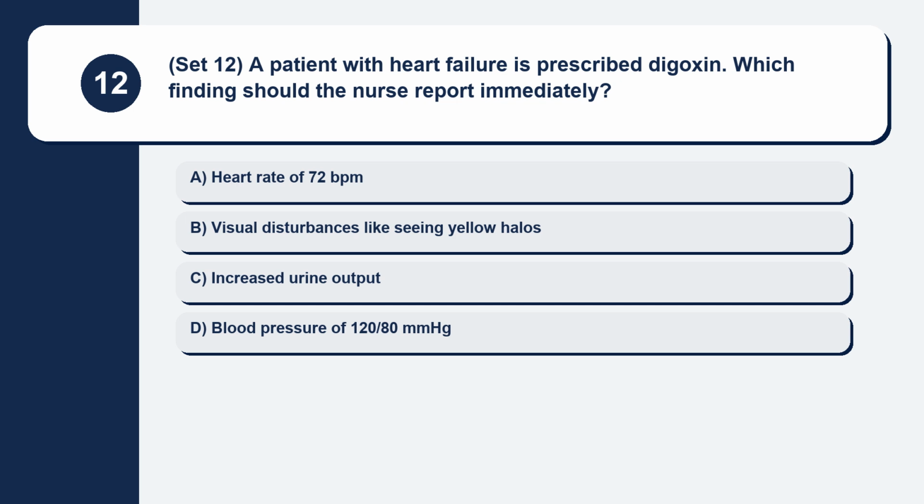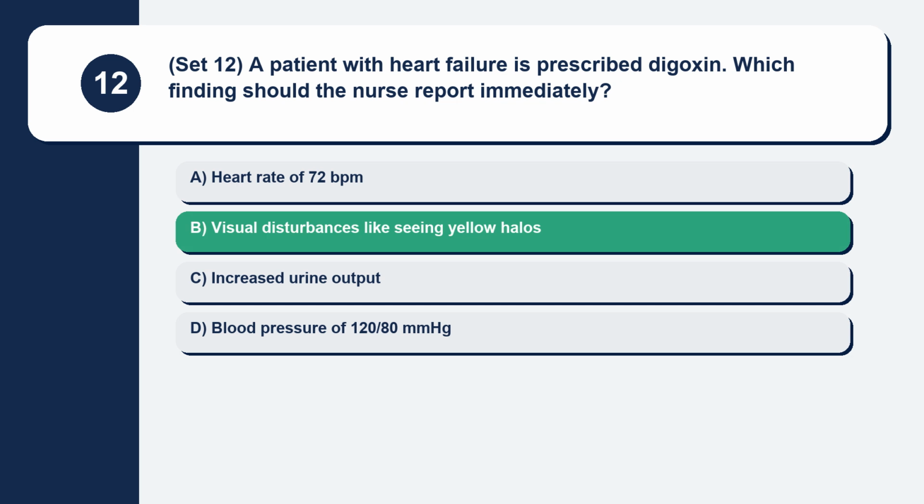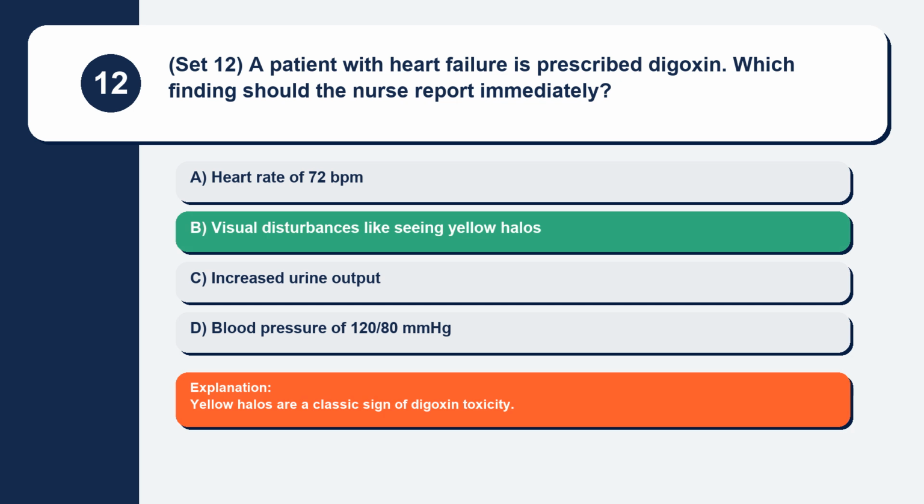Question 12. Set 12. A patient with heart failure is prescribed digoxin. Which finding should the nurse report immediately? Heart rate of 72 bpm, visual disturbances like seeing yellow halos, increased urine output, blood pressure of 120/80 mmHg. Yellow halos are a classic sign of digoxin toxicity.